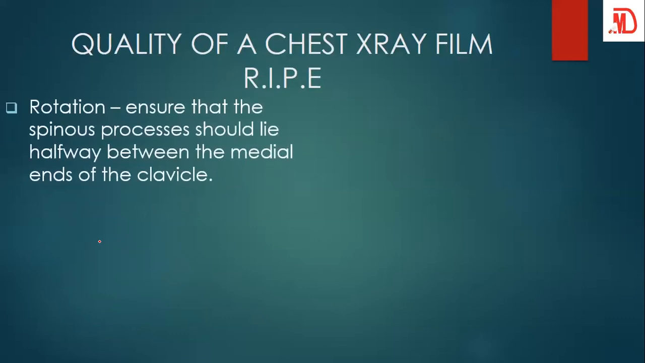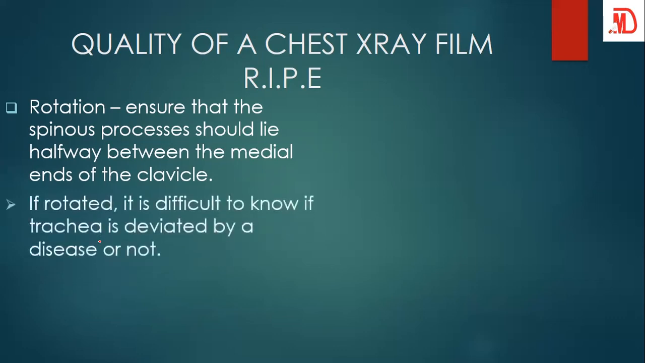So in rotation, you have to ensure that the spinous processes lie halfway between the medial ends of your clavicles, the ones that join the manubrium. You must make sure that your spinous processes are lying in the middle of them. Very important. The reason is that if the x-ray is rotated, it is difficult to know if the trachea is deviated by a disease or not, because if you rotate the x-ray, the trachea will also rotate or shift.